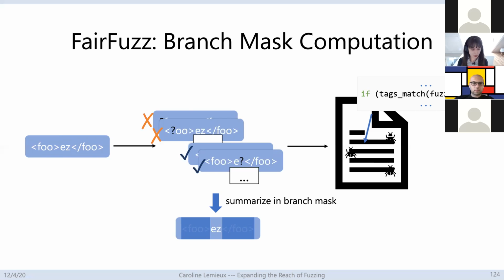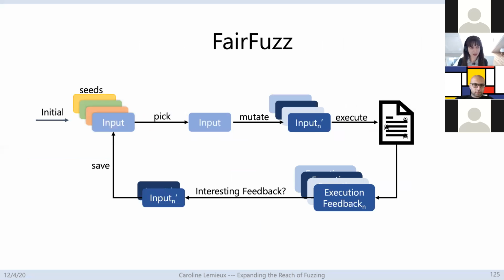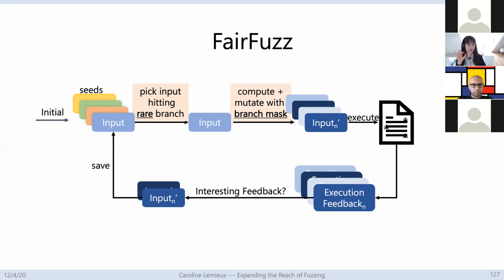So this is exactly what we did in FairFuzz. Basically, we again have this coverage guided loop. The thing we changed is that we pick inputs to mutate if they hit one of these branches hit by very few fuzzer generated inputs. During fuzzing, before we mutate inputs, we compute this branch mask, generating all those flipped bytes. And then we generate new mutants with this branch mask.